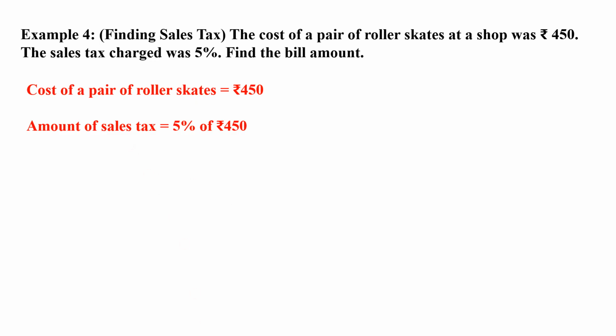So 5% means 5 by 100, multiplied by 450 rupees. When I multiply it, I am going to reduce it further. So I will get 5 times 45, which gives me 225, and this divided by 10. So the amount of sales tax which I am getting is 22 rupees 50 paise. This is my amount of sales tax.